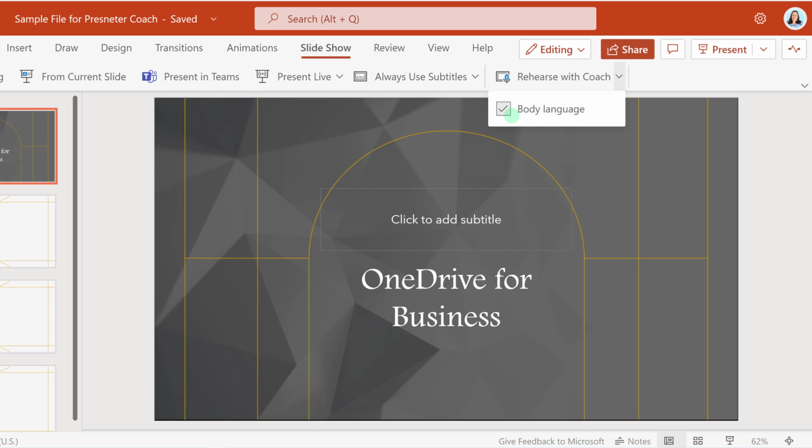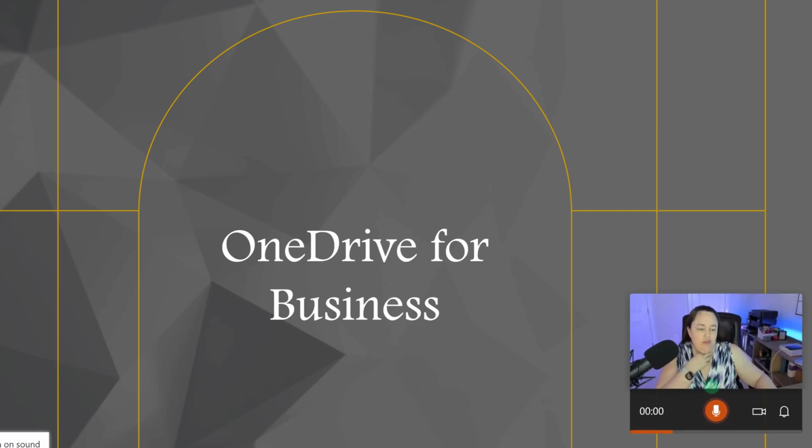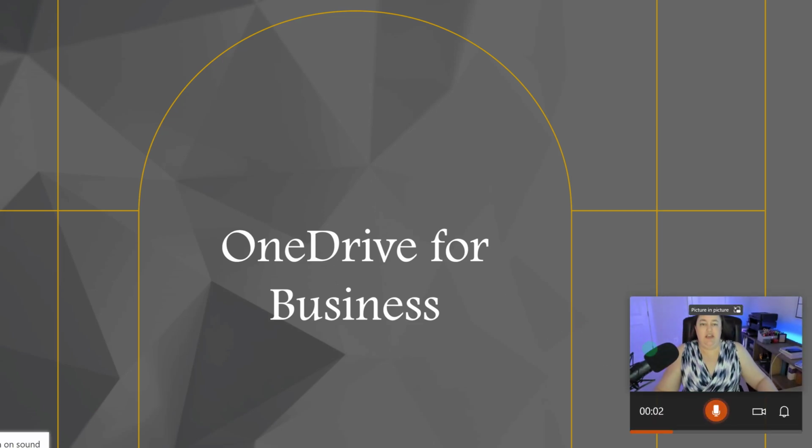Click the drop-down next to Rehearse with Coach and you will see the option to put a check mark next to Body Language. When your camera is turned on, the Rehearsal Coach will give you feedback about how well you are maintaining eye contact with the camera, as well as how close or far away you are from the camera. I'm going to fast forward past this rehearsal so that you can see the report.